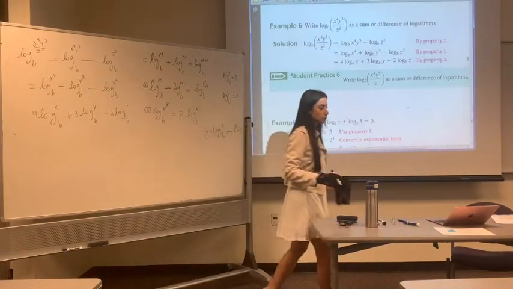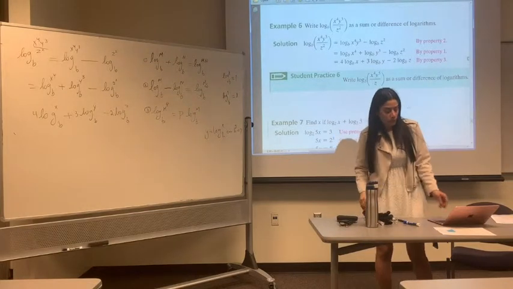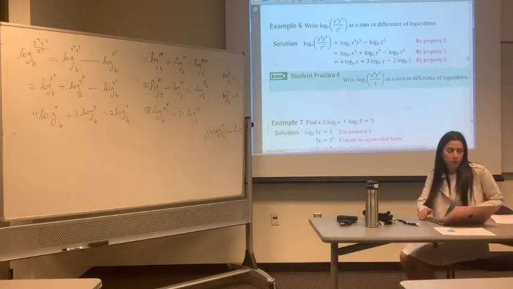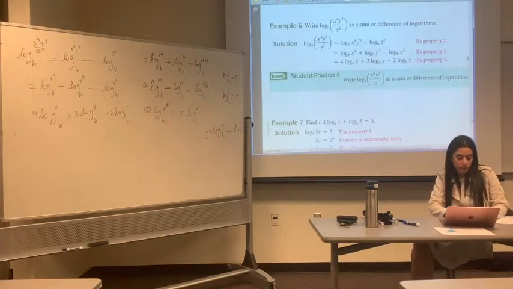So why did you put 4? Because that is the power of x. We can bring it using which rule? Rule number 3.